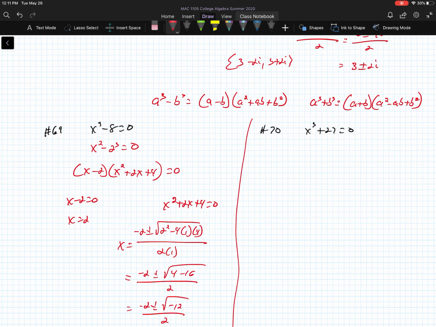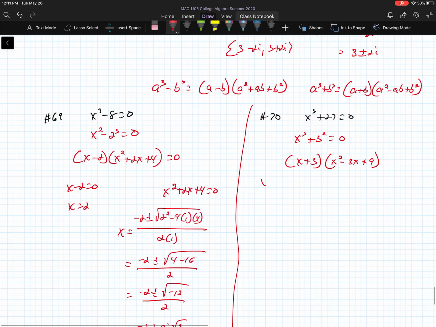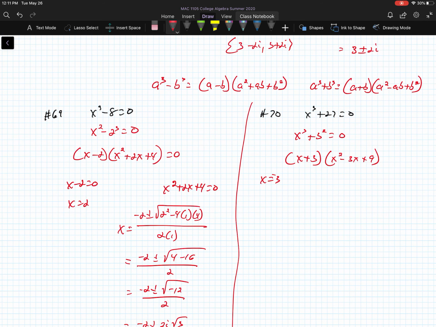For number 70 here, again, we're going to identify. So this becomes x to the third plus 3 to the third is equal to 0. So it's going to be x plus 3 times x squared minus 3x plus 9. Of course, for the first one, x is equal to negative 3. That's the first solution that I have. Now, for the next one, I'm going to use the quadratic formula and plug in some values. So it becomes 3 plus or minus the square root of 3 squared minus 4 times 1 times 9, all over 2 times 1.